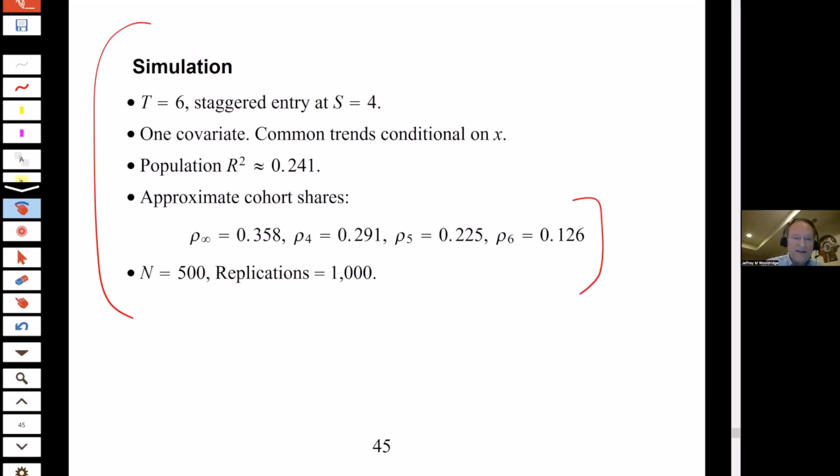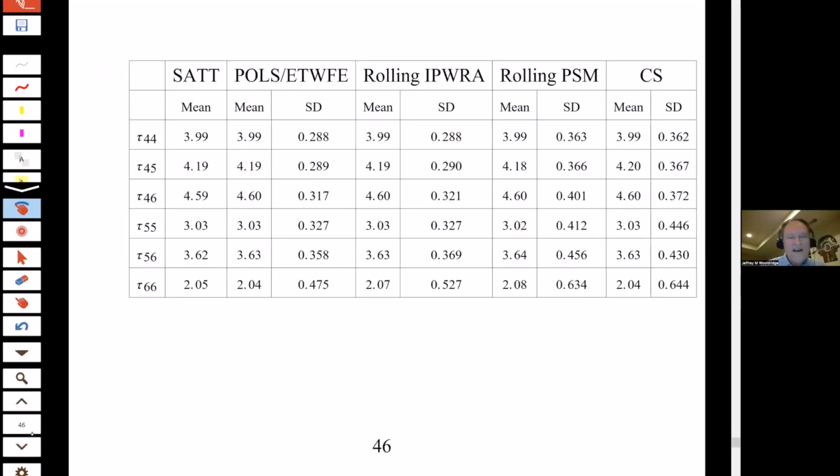I don't see anything particularly weird about this. This is the share of the never treated group. This is the last treated cohort. The sample size is 500, so that's either large or small, depending on your perspective, with 1,000 replications. And so these were all set up so that no anticipation holds and parallel trends holds. The first column, these are the sample average treatment effects averaged across the 1,000 simulations, so they should be very close to the population ones. And you can see that there's no bias to speak of in any of these estimators.